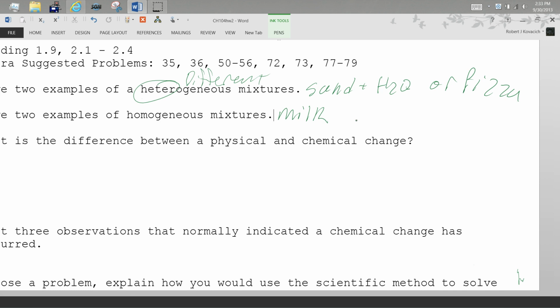I think that was on the test. Sugar and water mixed together? Sugar and water mixed, sure. Wasn't that on the test, the same all the way through? Aluminum foil, yeah, it's supposed to be the same. It doesn't change the color. It's got to look the same all the way through.